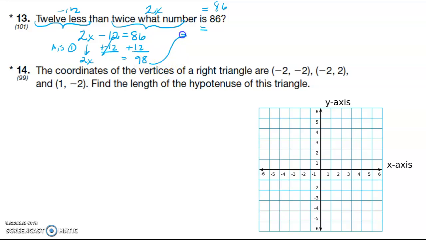I'm going to have to take my second step up here, guys. So second step, multiply or divide. So I have 2x is equal to 98, over 2 over 2. X is equal to 98 divided by 2. It's 49. Okay.